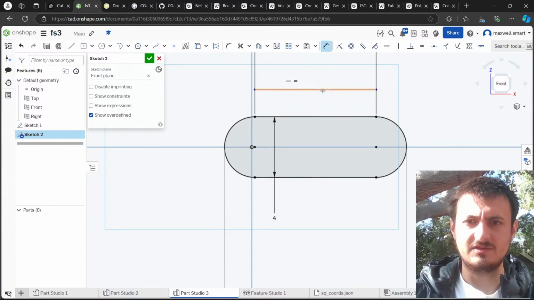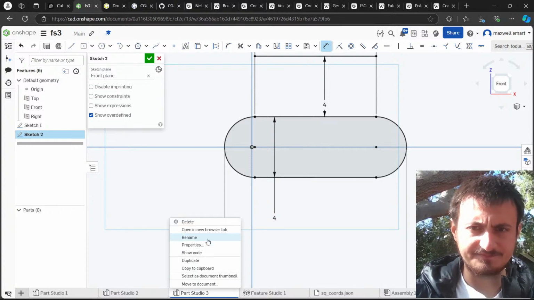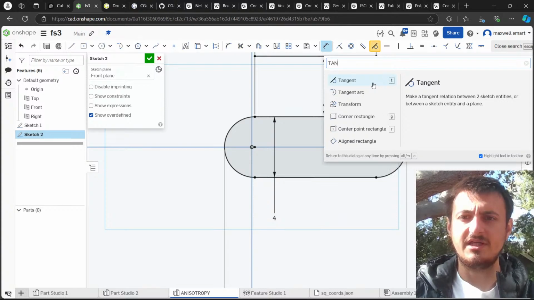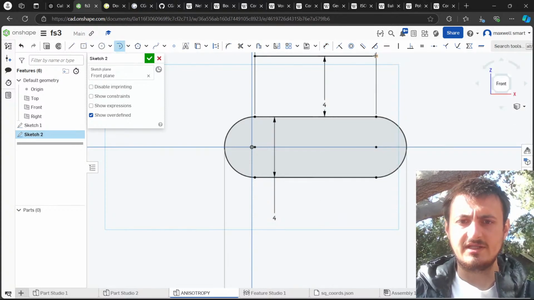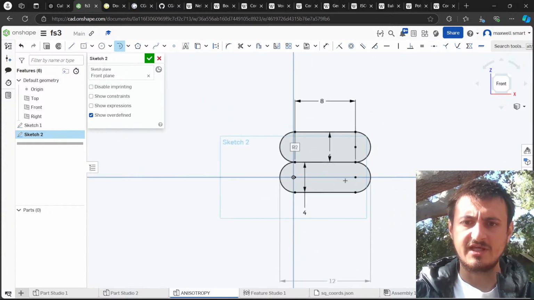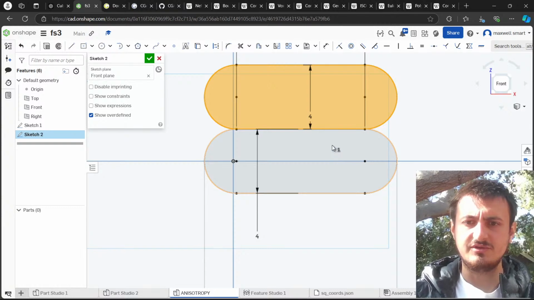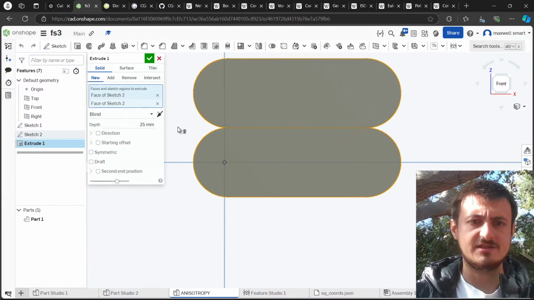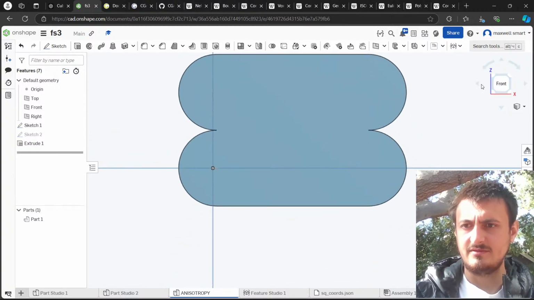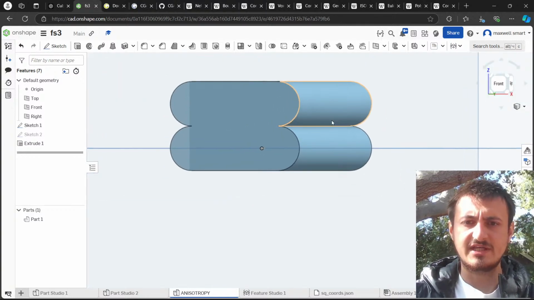So the distance between here and here is 4. We're going to rename this and call it anisotropy. And we're going to do another tangent arc. Wait, why does this look so wrong? I guess that's right. Okay, so now if you were to extrude this, let's say 25. Not that way, this way. So here's a cross-section of an approximate model.